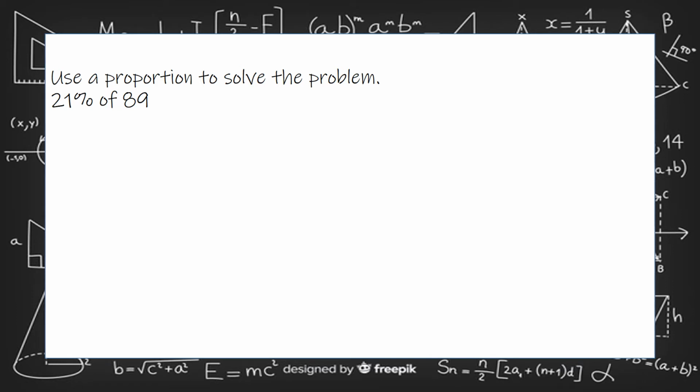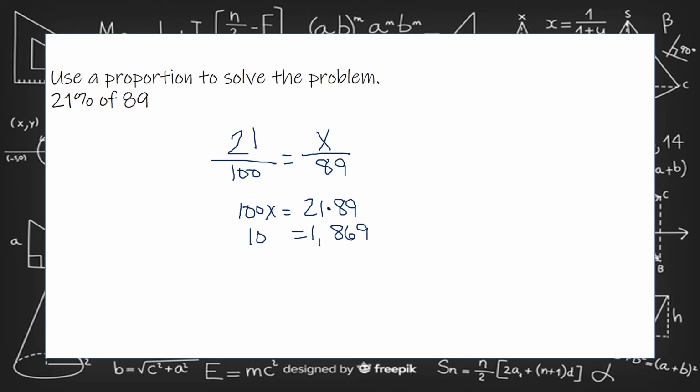Use a proportion to solve the problem. 21% of 89. So we've got 21 is part of 100, and we want to know what 21% of 89 is. So 89 is your whole number. You want to put that on the bottom. So we're going to cross multiply. 100 times x is 100x, and then 21 times 89 will be 1,869. Because we have the 100 multiplied by the x, we're going to divide both sides by 100. And 1,869 divided by 100 is 18.69. So we used a proportion to find that 21% of 89 is 18.69.